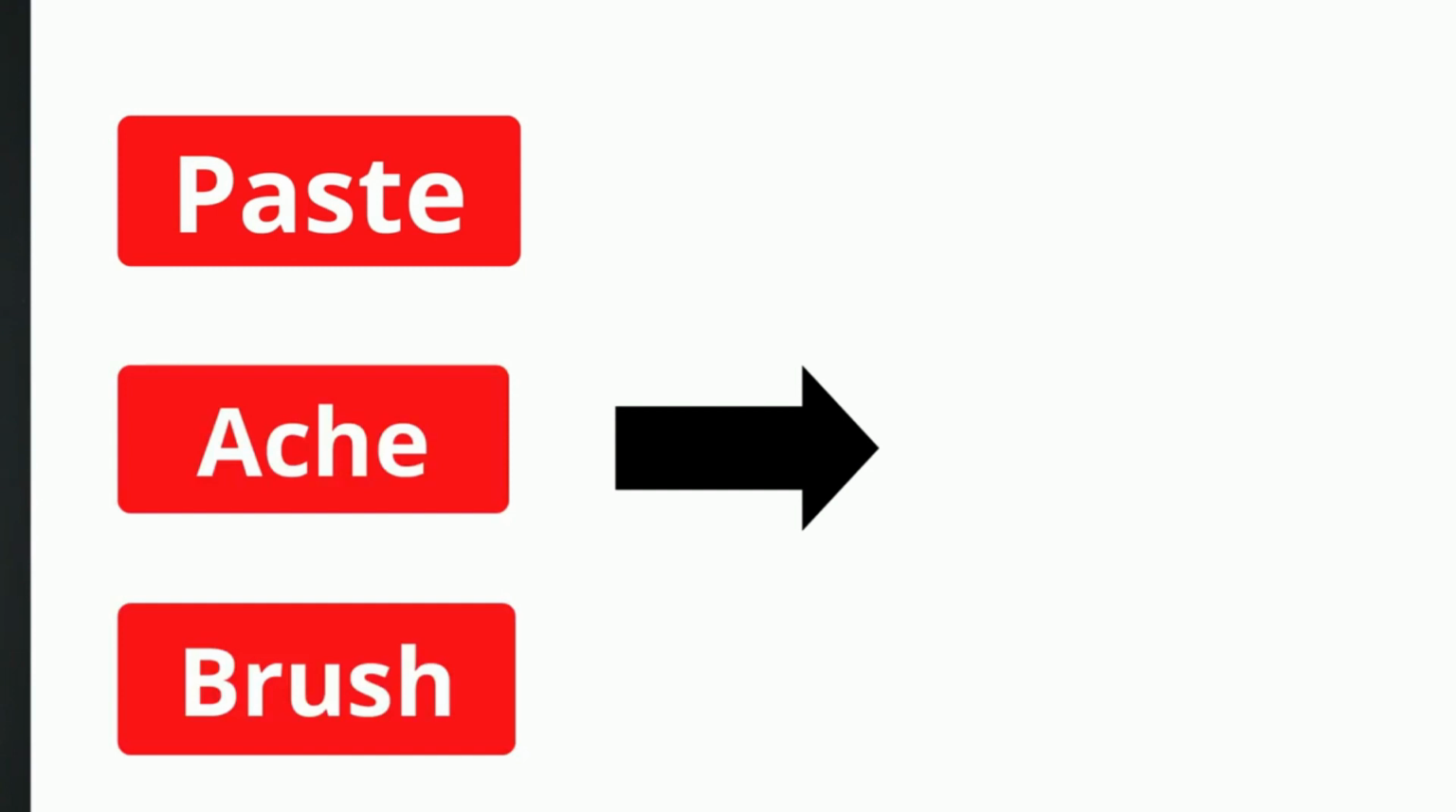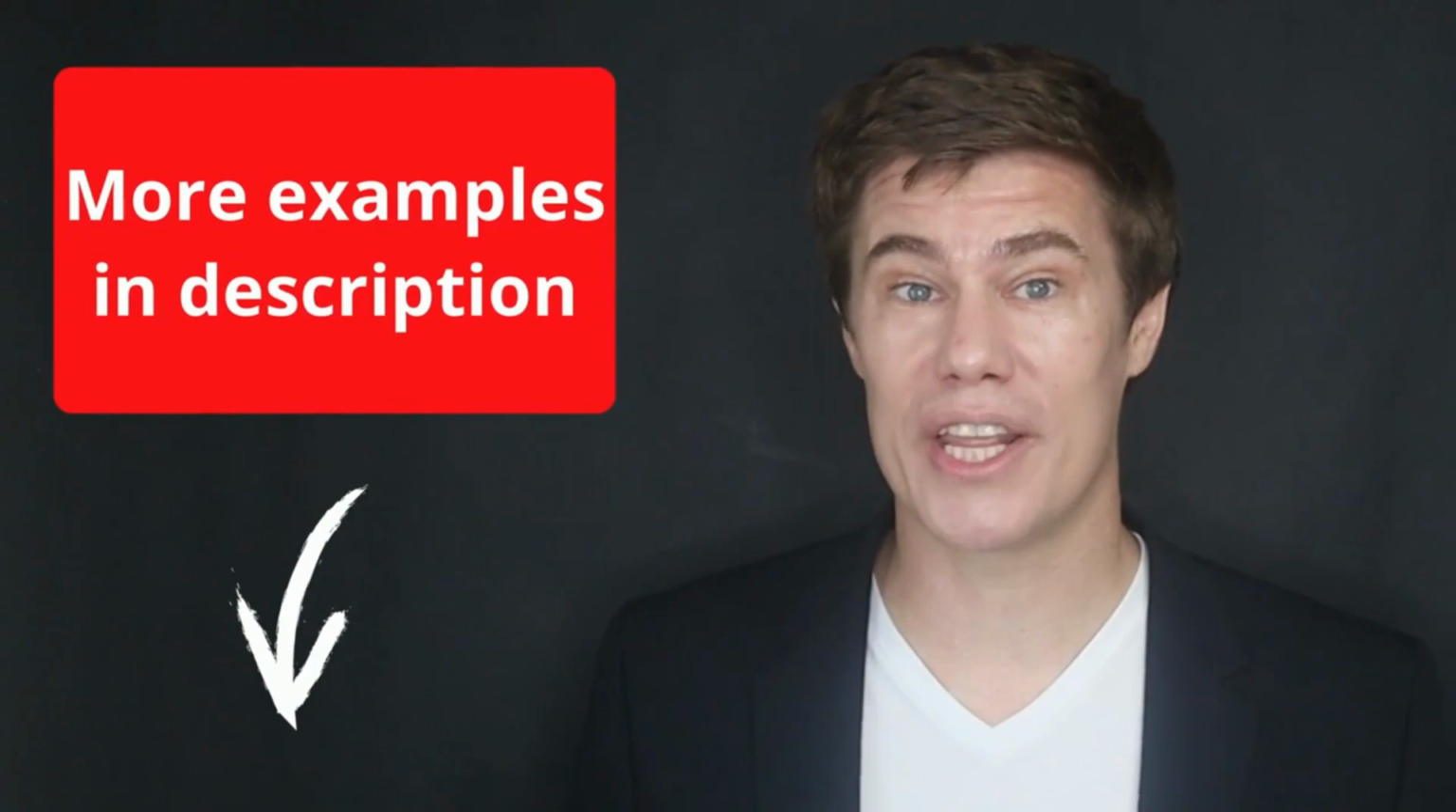Compound words. Choose 3 to 5 compound words with the same stem and write them on the board or screen without their stem. Ask your student to figure out what the stem is. Paste, ache, brush. The stem would be tooth. Or ball, man, board. The stem, snow. Here are some more that you can use.